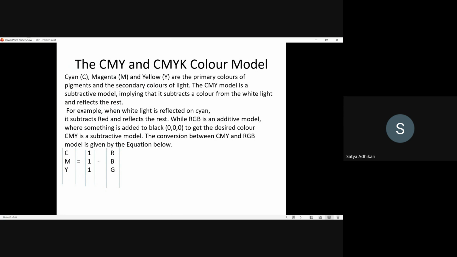Similarly, you see the M equal to 1 minus B. 1 मतलब क्या है? R plus G plus B. उसमें से B हट गया सर। जो B हट गया, तो अगला क्या बचेगा? R G, magenta. Similarly, you see the last one, Y is equal to 1 minus G. Okay, so similarly, the other colors are formed.